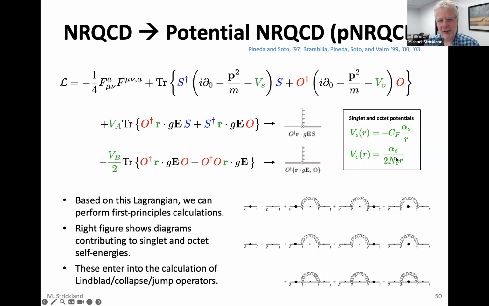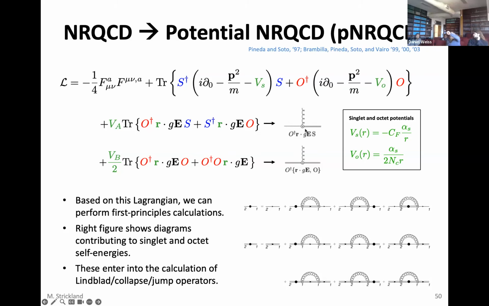You just start with QCD, go to NRQCD, then integrate out the next level, and this just falls in your lap. The other thing that falls in your lap is the interactions now between these fields. So I can have interactions between the octet and the singlet, which are encoded in these two terms here. And I can also have interactions between the octet and the octet. Now, this is the leading order version of this Lagrangian. You can work harder, and people have over the years to write down the higher order terms.